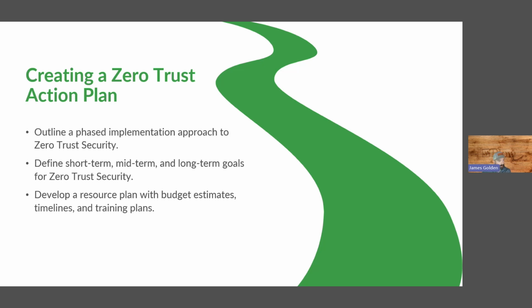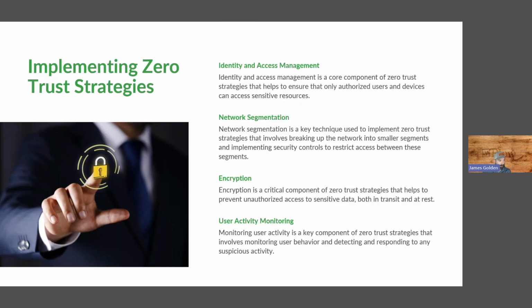Outline a phased implementation approach to zero trust security. We're going to define short-term, midterm, and long-term goals for zero trust security, and I'll provide a couple of examples. And develop a resource plan with budget estimates, timelines, and training plans for your staff. Let's use some examples here of things that can be implemented around zero trust, depending on what you have and what you don't have.